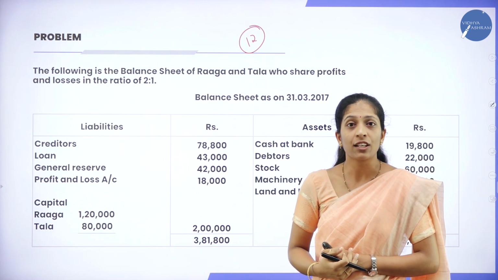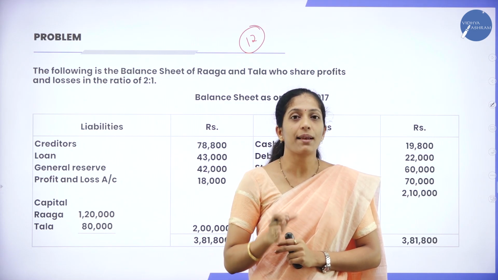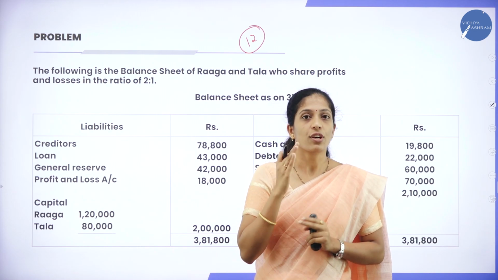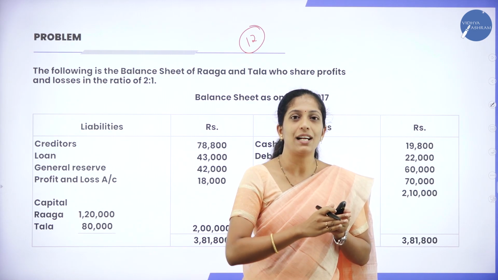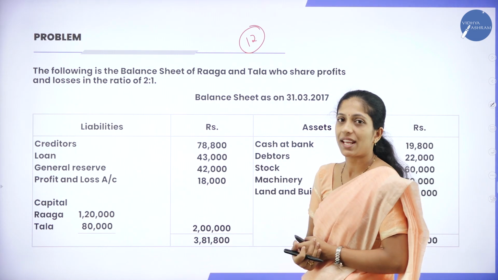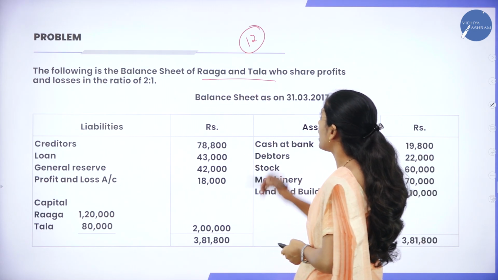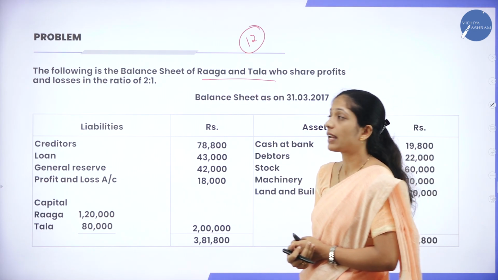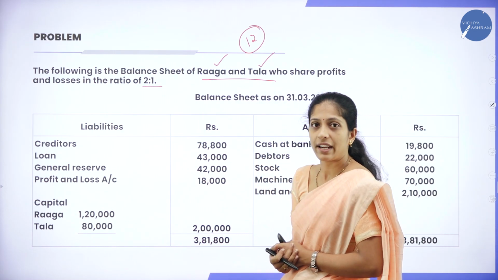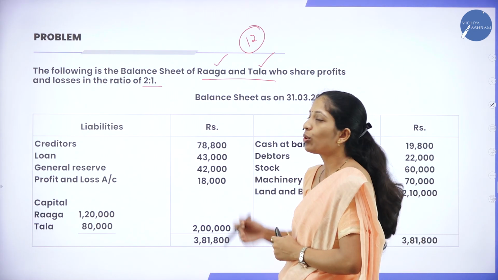My dear students, make sure that you learn both chapters, admission as well as retirement, because for 12 marks it is very important. As I told you, it is an alternative question. So make sure that if you learn the admission chapter, it's very easy to solve the retirement problem. Okay, now go through the problem here. Go through carefully. The following is a balance sheet of Raga and Tala who share profit and loss in the ratio 2:1. Now they have given, so who are the partners? Raga and Tala. Then what they have given? Their profit sharing ratio, that is 2:1.